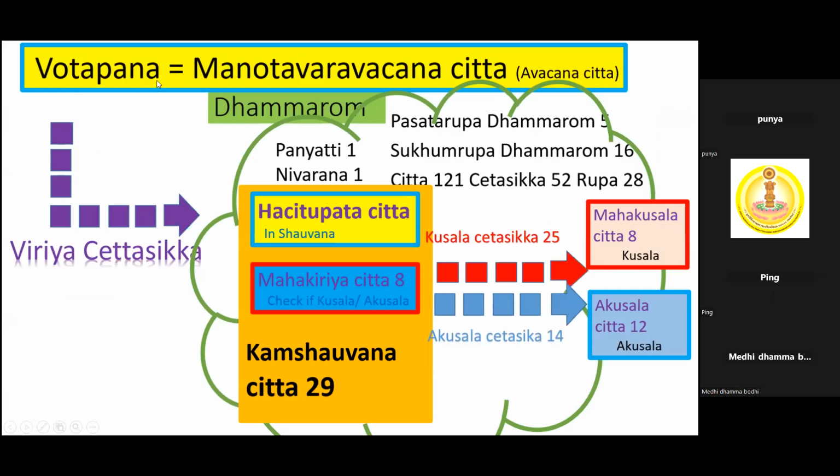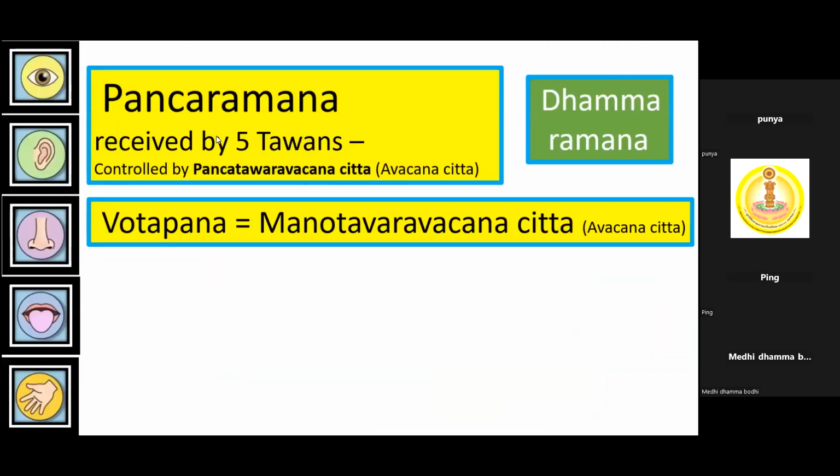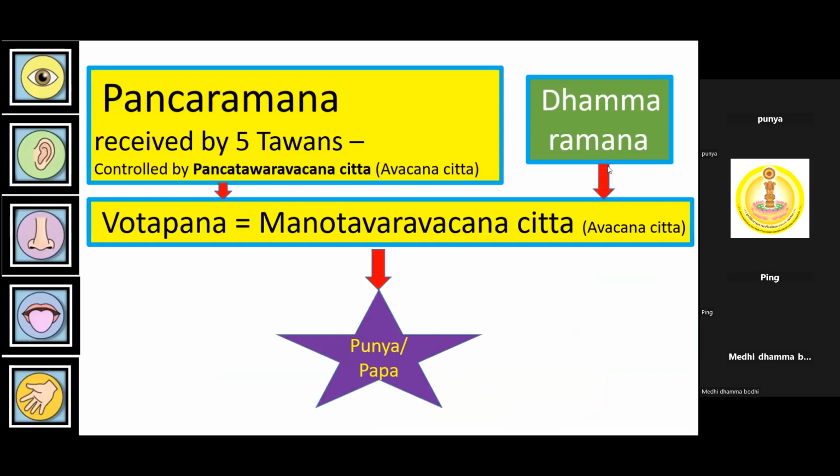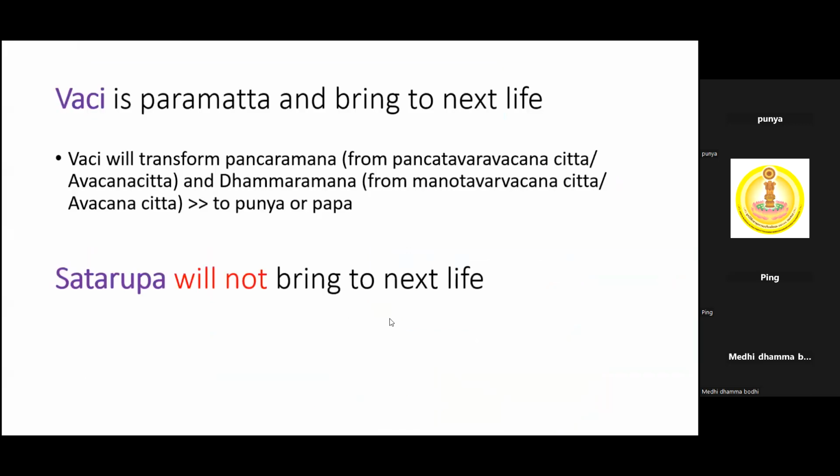Here, Vodapana or Manodawara Vachanachita, we call Avachanachita, right? So from the last slide that comes here, we're gonna review a little bit before we skip. So Pancharamana is received by the 5 tawan here, controlled by Panchatawara Vachanachita here. Finally, it goes to Manodawara Vachanachita, and Dhammaramana goes into Manodawara Vachanachita as well. So it's gonna have Punya and Papa, and that slide is gonna tell us how to have Punya and Papa.